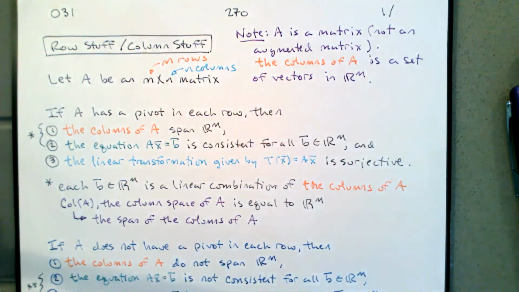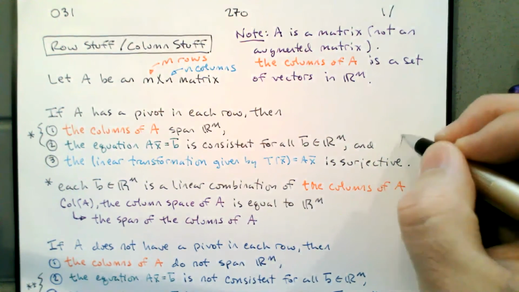And finally, if we see that A, the matrix, has a pivot in each row, then the linear transformation T of X equals A times X is what we call surjective. The other word that we have for surjective is onto. We would say that T maps Rn onto Rm. So surjective or onto.